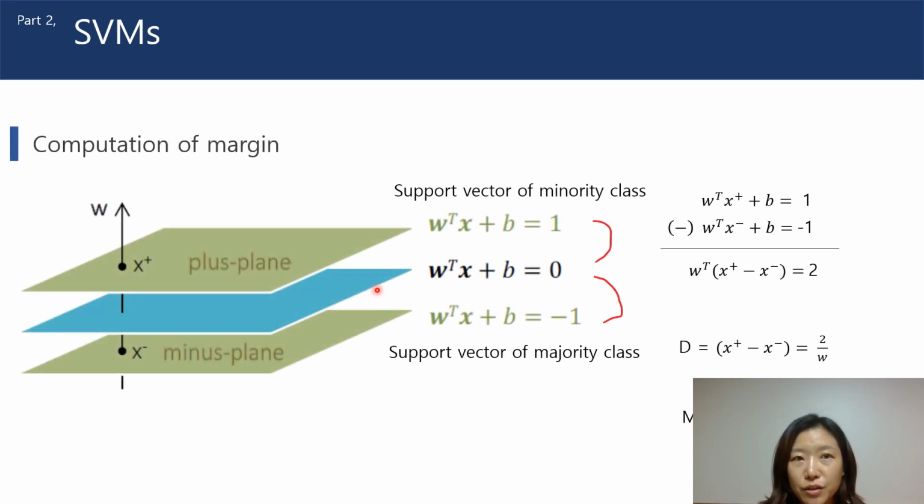Here is the computation of the margin. Let the support vector of the minority class be on the plus plane like this, wx plus b equals 1. And let the support vector of the majority class be on the minus plane as wx plus b equals minus 1, and the decision boundary is wx plus b equals 0. And the distance between these lines can be determined by transforming these equations.